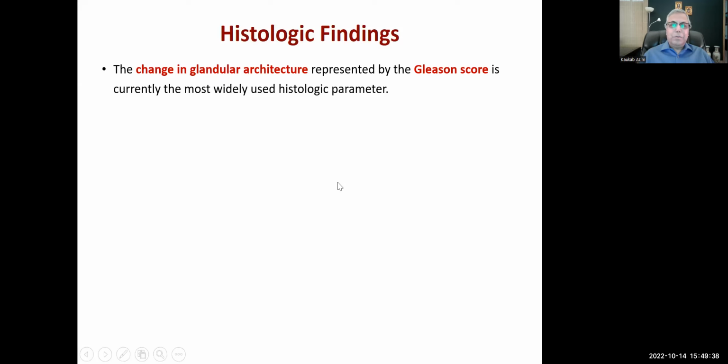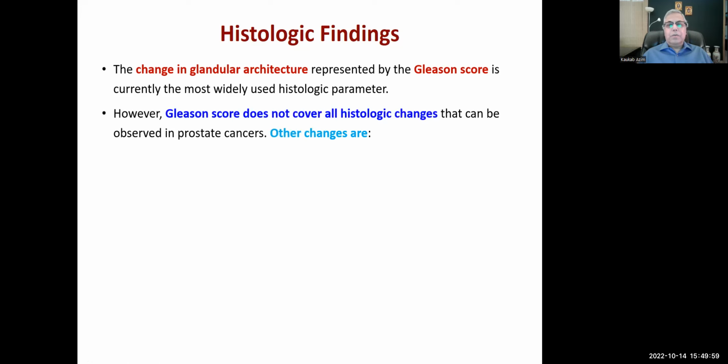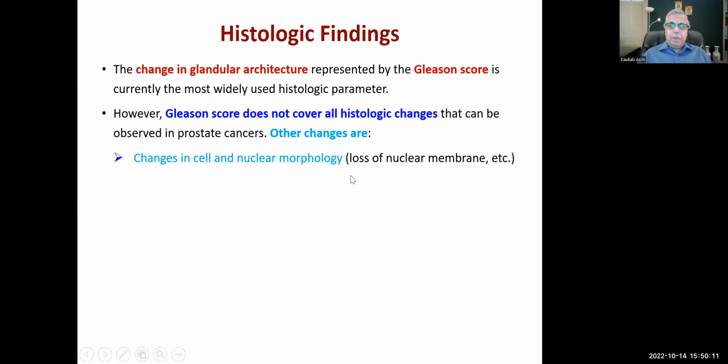So what he basically looks at when he prepares his slide, when he stains the cores or the tissues after slicing them, is the change in the glandular architecture represented by the Gleason score. And this is currently the most widely used histologic parameter. The Gleason score does not cover all histologic changes that can be observed in prostate cancers. And those other changes include changes in the cell and nuclear morphology.